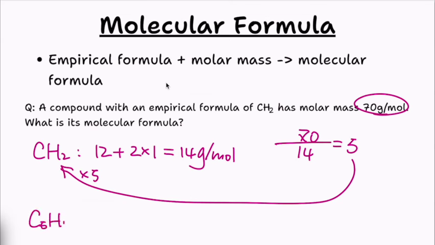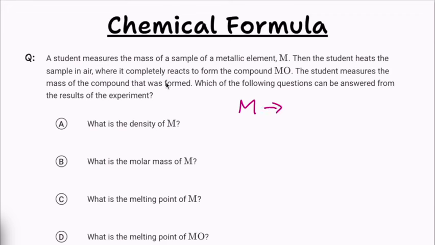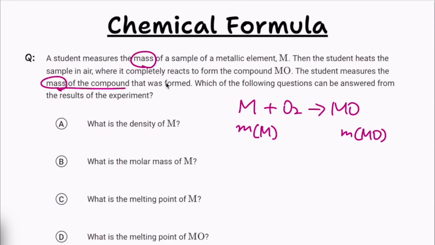A student measures the mass of a sample of a metallic element M. Then the student heats the sample in air, where it completely reacts to form the compound MO. The student measures the mass of the compound that was formed. Which of the following questions can be answered from the result of the experiment? Okay, so this is a reaction between the metal M and oxygen O2, and they form MO. First off, you are given the mass of the sample, and then you measure the mass of the compound. So you have the mass of M and the mass of MO. Based on this, which information can be answered?